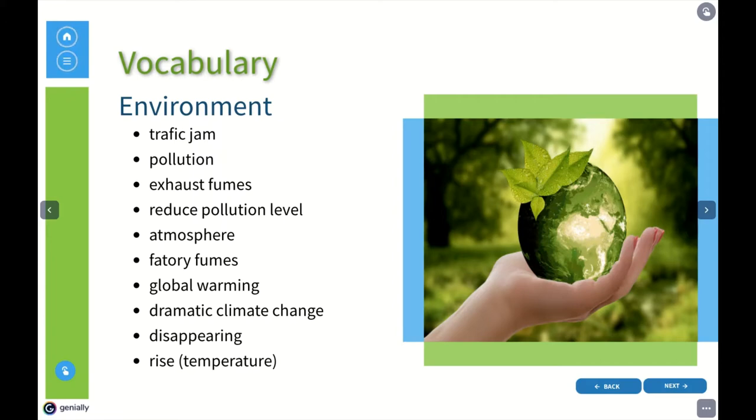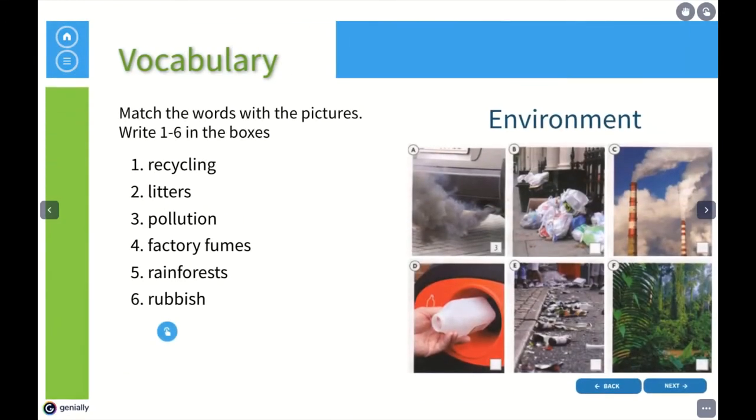Okay, and the word factory fumes. So fume is a smoke that comes out of the factory, okay, we call factory fume. Global warming, so yeah, when the earth is getting hotter and hotter, it can be the cause of global warming or climate change. Yeah, dramatic climate change, and disappearing means invisible, we cannot see it. And rise, so rise usually we use with rise in temperature, yeah, the rise of the temperature.